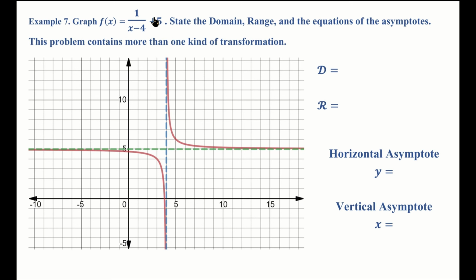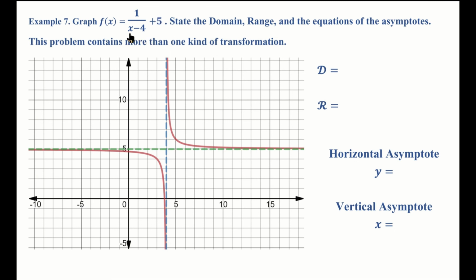So for 1 minute, ignore the positive 5. Imagine you just had f of x equals 1 over x minus 4, right? You know what that would do. That would move the graph of f of x equals 1 over x 4 units to the right, right? Now, imagine you were just dealing with 1 over x plus 5. What would that do? That would move the graph 5 units up.